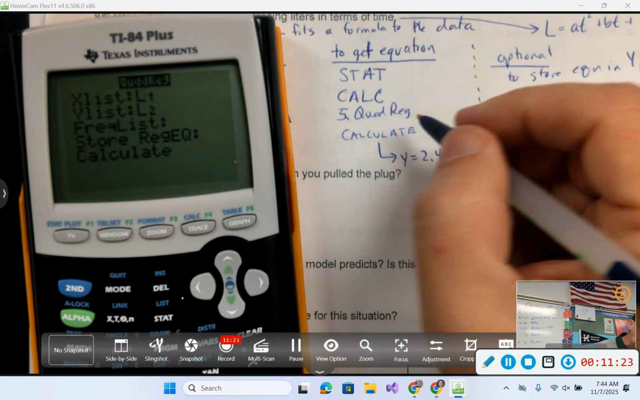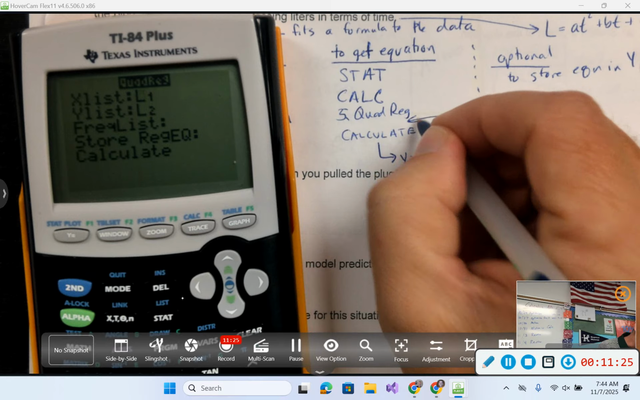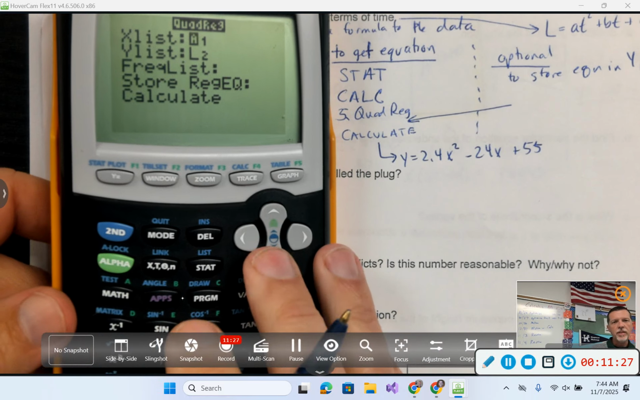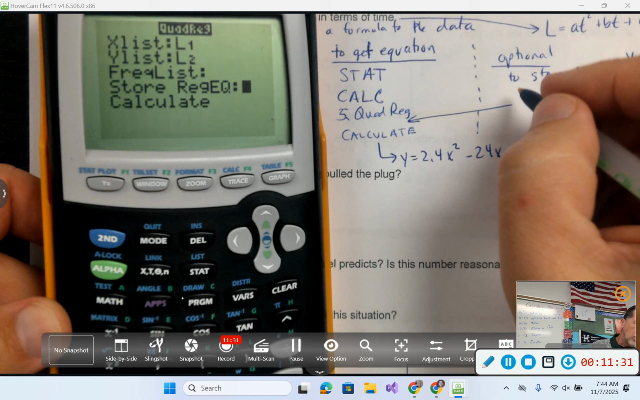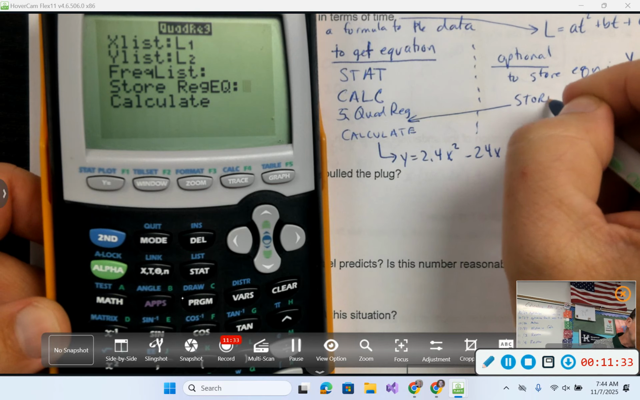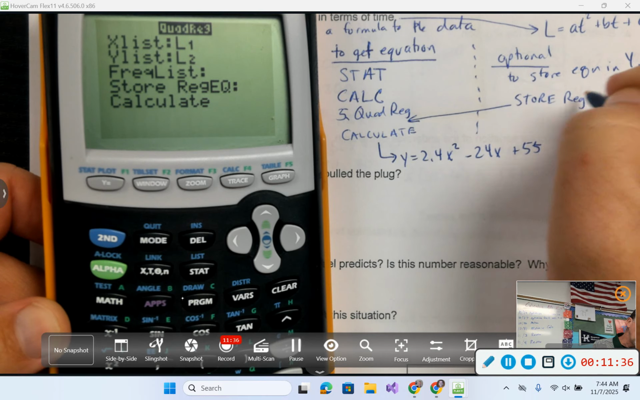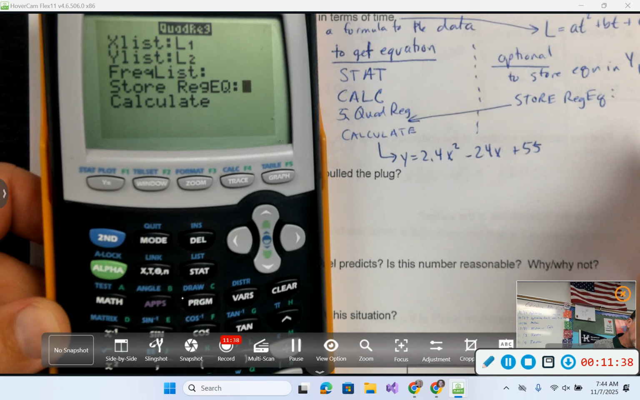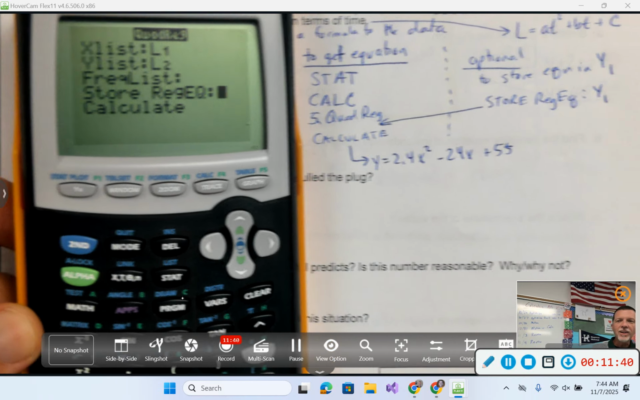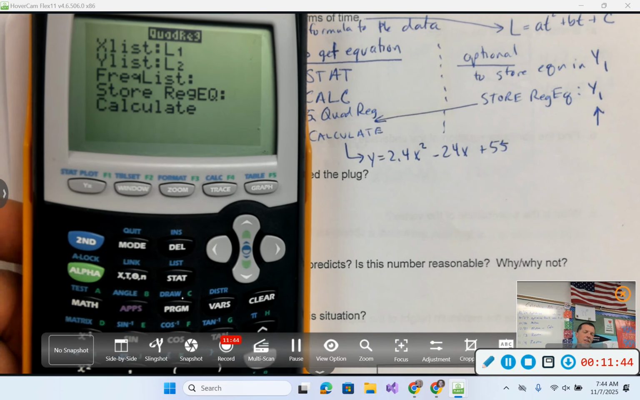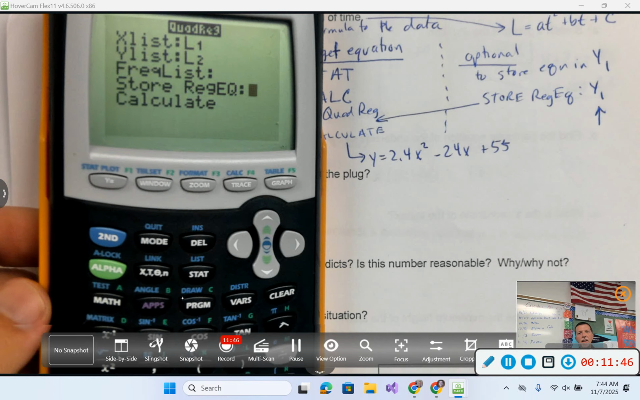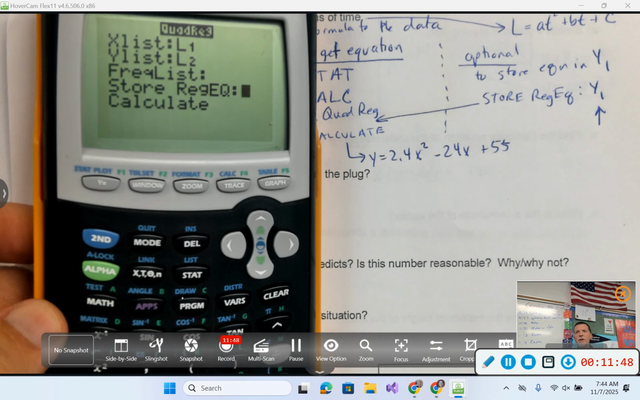So I guess we could say it goes right here. Before you hit calculate, frequency list, I don't even know what that means, but store regression equation. If we put y1 there, it will put that equation in y1, and it just saves us the time of typing it in. So do you remember where we get y1? I mentioned it earlier.